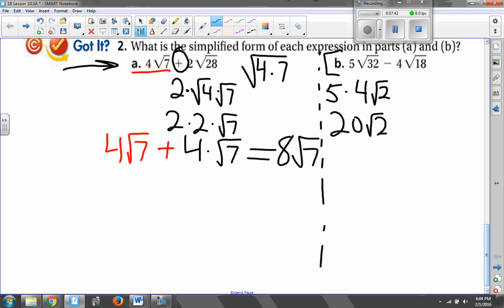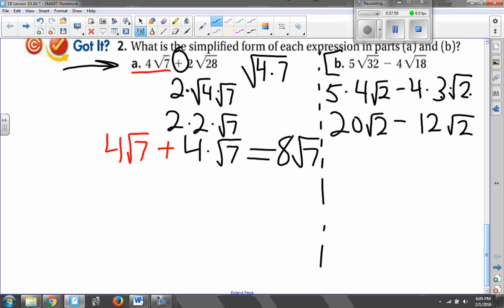18 can be split into 9 and 2, which means that's 3 square roots of 2. 3 times square root of 2, because I split it into 9 and 2 right there. 4 times 3, that's 12 square roots of 2.